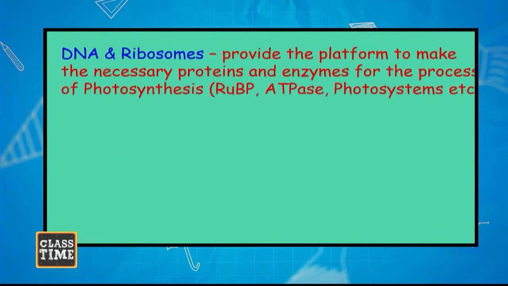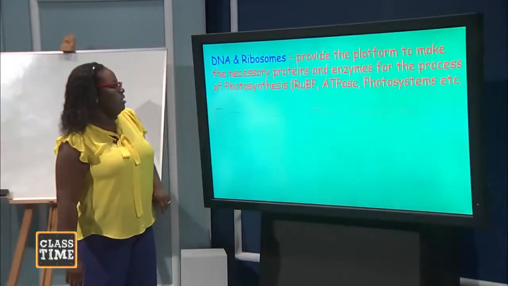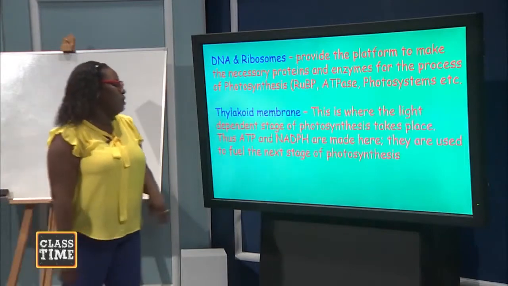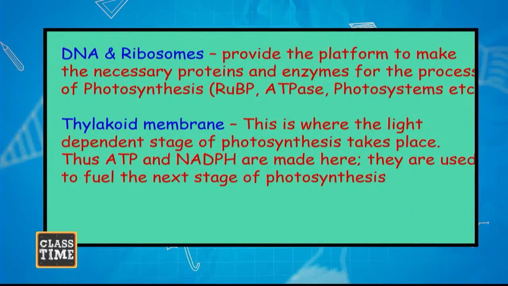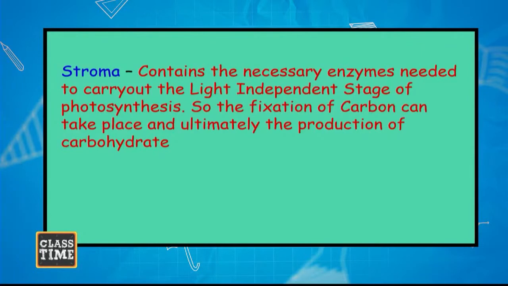First of all, the DNA and the ribosomes, they provide a platform to make the necessary proteins for the process to occur. Because the enzymes and the ATP synthase and so on, they don't come into the chloroplast by magic. You need the DNA and RNA and ribosomes to make these. Thylakoid membrane, as you know, is where the light-dependent stage of photosynthesis takes place and the production of ATP and NADPH. The stroma, this is what it does. This is where the light-independent stage takes place and ultimately the production of carbohydrates.